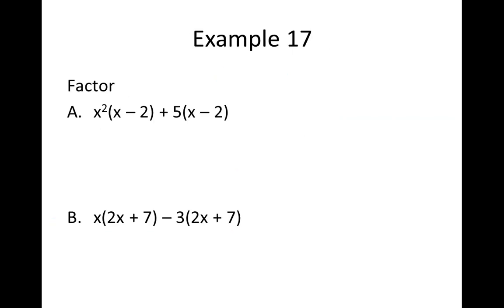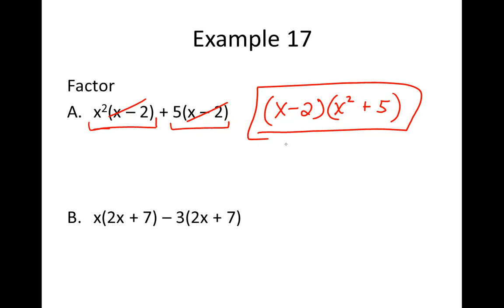See what you can do on these. I've gone ahead and started you on them. Okay. Let's go ahead and factor out the common factor from both of these terms. So what's common in this first term and the second term? Hopefully it's just screaming at you, x minus 2. So I pull out x minus 2, and what do I have left? x squared plus 5, because those x minus 2's, I pulled it out. So x squared plus 5. And that's it.